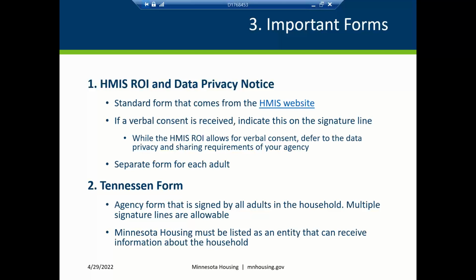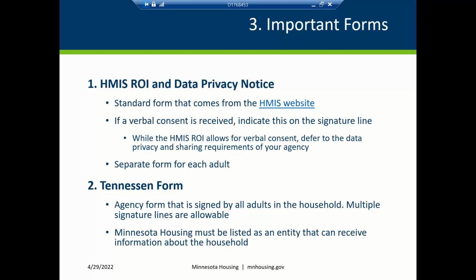The Tennyson form is also a form that's signed by all adults in the household. However, on this form, we sometimes see more than one signature line, and then the households sign on the same form. The really important piece for this form to remember is that Minnesota Housing has to be listed as one of the organizations that can receive information about the household. In some cases, the forms are really generic, like they might say every state agency, or they might not say any agency. It's best if they can actually be named.